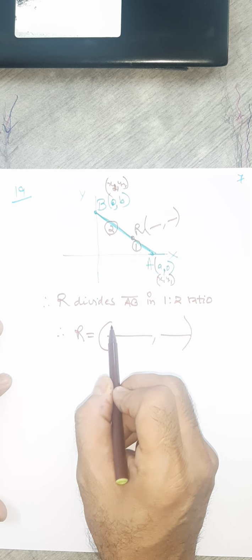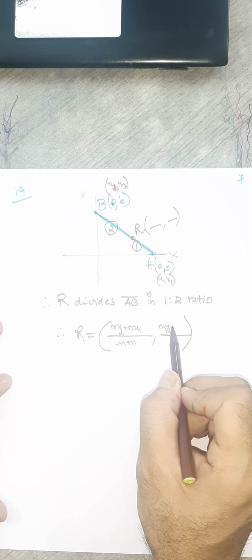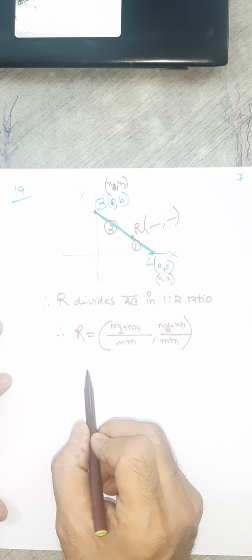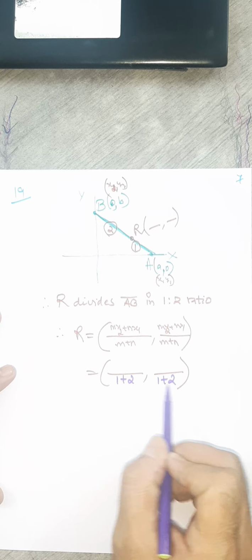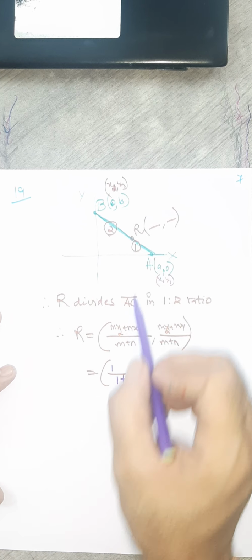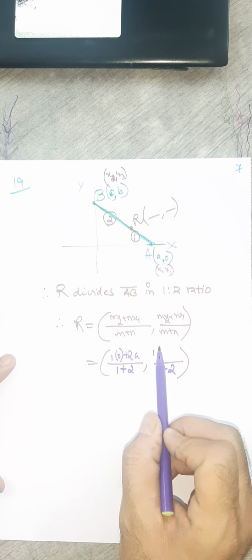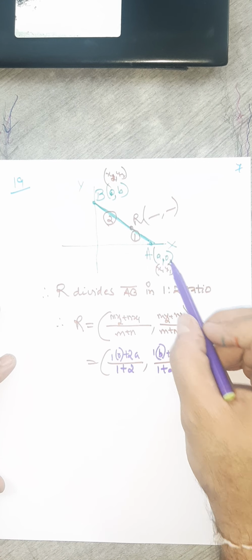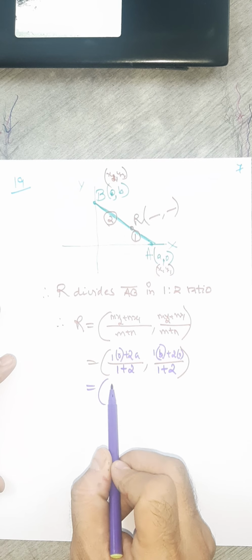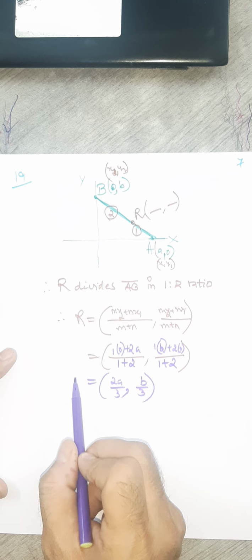I'll just state it. (m x2 + n x1)/(m + n), (m y2 + n y1)/(m + n). Always you should state the formula if you have any standard formula. Do not write the solution directly. Now what is m plus n? That is 1 plus 2. Now 1 into x2. What is x2 here? 0. 2 into x1. What is x1? a. Fine. 1 into y2. What is y2? Small b. Plus 2 into y1. What is y1? 0 here. So what are we getting? (2a/3, b/3). Got it? This is R.